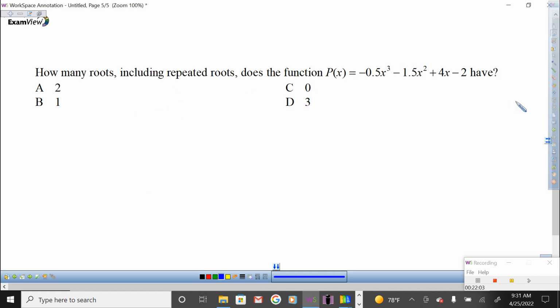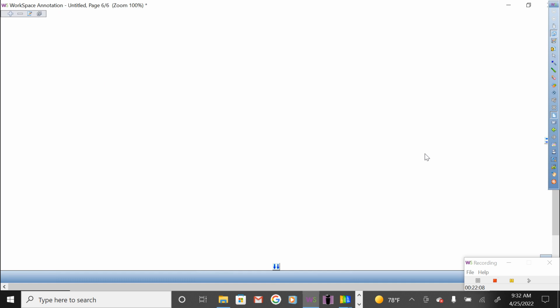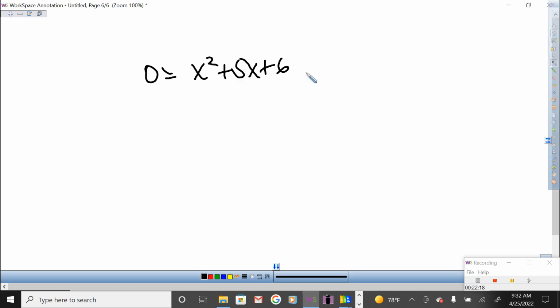So before we answer this one, look up to the screen. 0 equals x squared plus 5x plus 6. Do we know how to solve this? Yes. Power Rangers, yada, yada. How many roots am I going to come up with at the end? X equals something, x equals something. How many? 2.